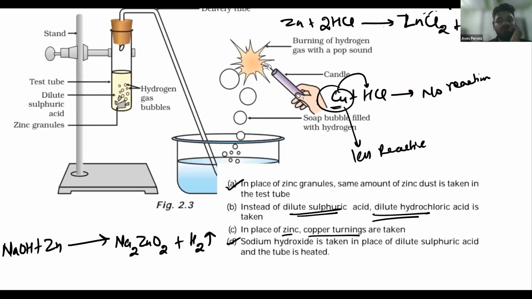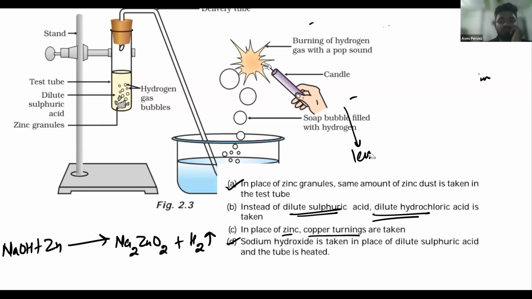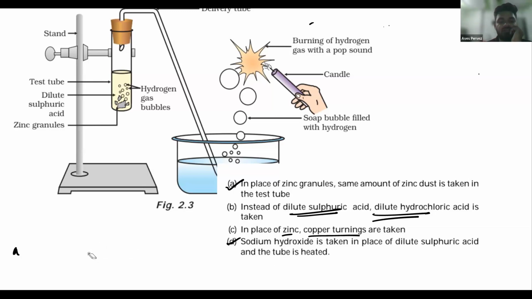Now we have a question here. What should be the answer for this question? There is dilute sulfuric acid present here, and we add some zinc granules or zinc balls to it. Now, what would happen if, instead of zinc granules, zinc dust, that means zinc powder, is taken? Will the hydrogen gas still be produced? Yes, but in a little amount.